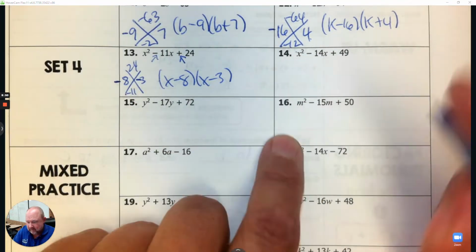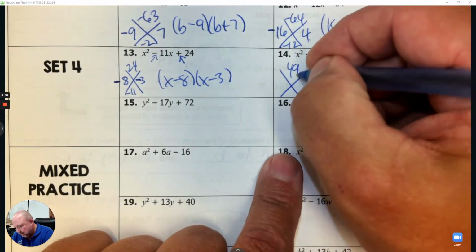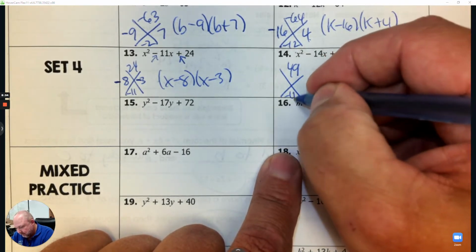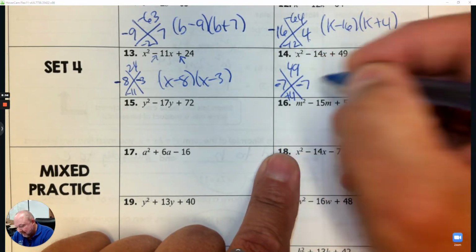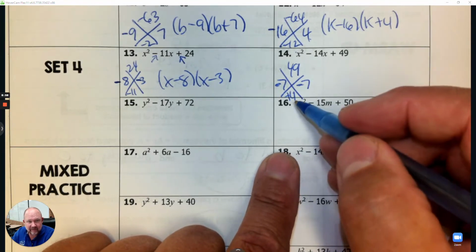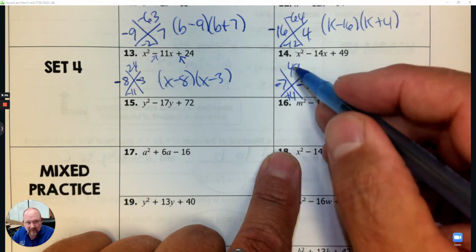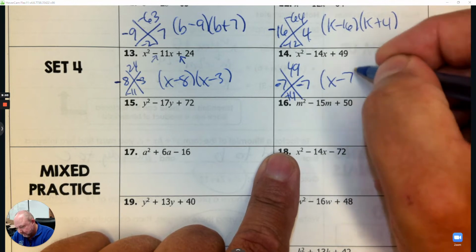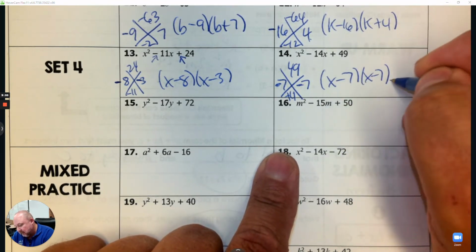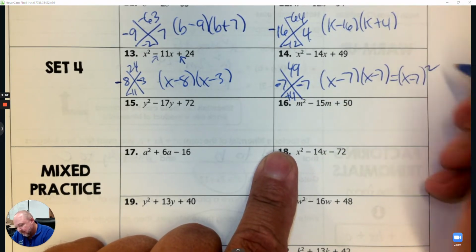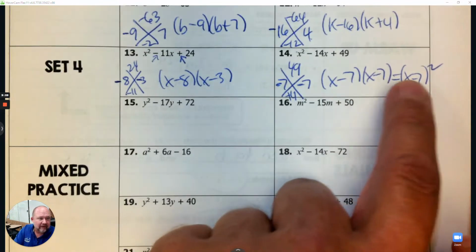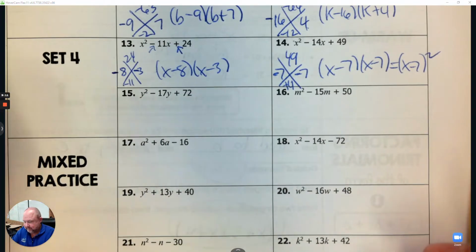That adds up to negative 11, and they multiply to 24. See this pattern here? So both numbers are going to be negative. So what are they? Negative 7 and negative 7. They add to negative 14, and they multiply to 49. Now, what's the other way we could write this? Squared, right? So you could put it beside, or you could also write it squared.